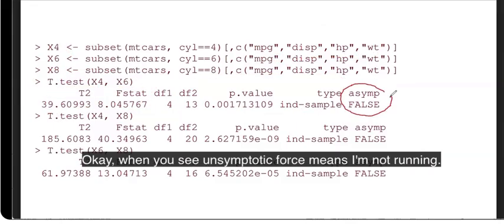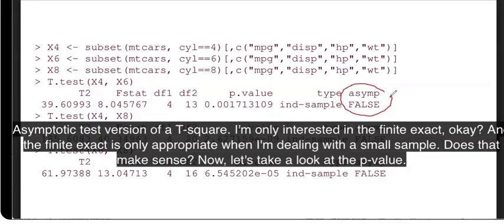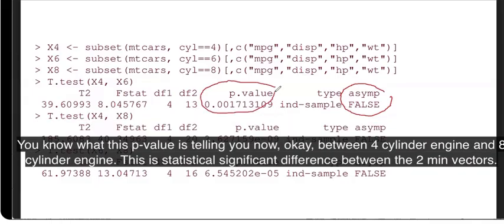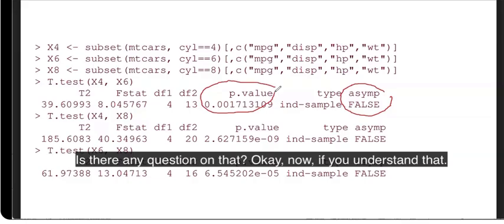And if you take a look, when you see asymptotic false, it means I'm not running an asymptotic test version of the T-squared. I'm only interested in the finite exact, and the finite exact is only appropriate when I'm dealing with a small sample. Does that make sense? Now, let's take a look at the p-value. You know what this p-value is telling you now. Between four-cylinder engine and eight-cylinder engine, there's a statistically significant difference between the two mean vectors. Is there any question on that?